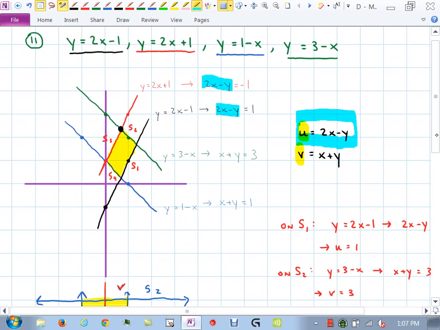Now, if I look at the other two lines that are parallel, that's these two equations right here. If I move all the variables over on both of those, look what happens. I get x plus y equals 3, and I get x plus y equals 1.